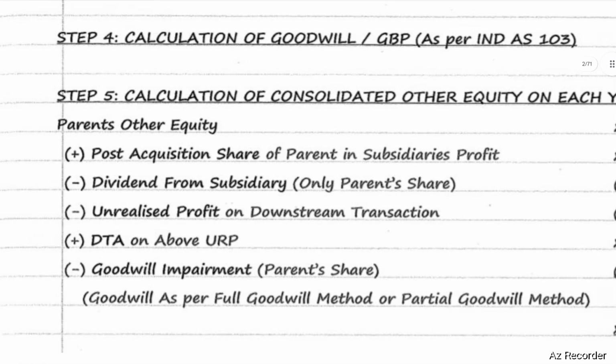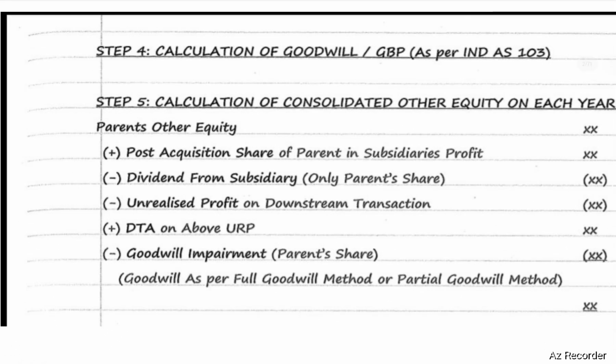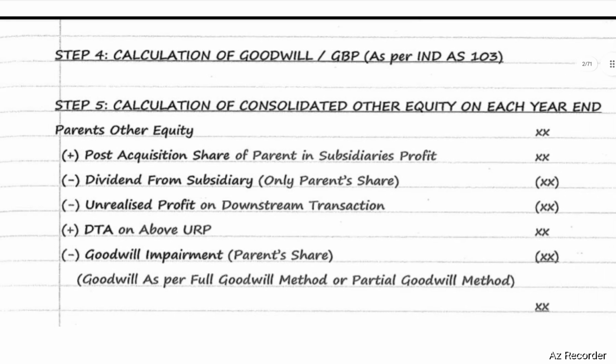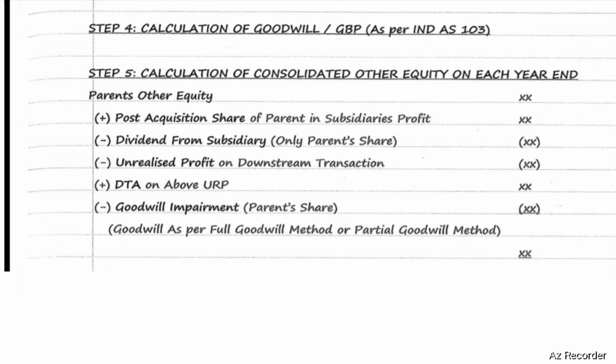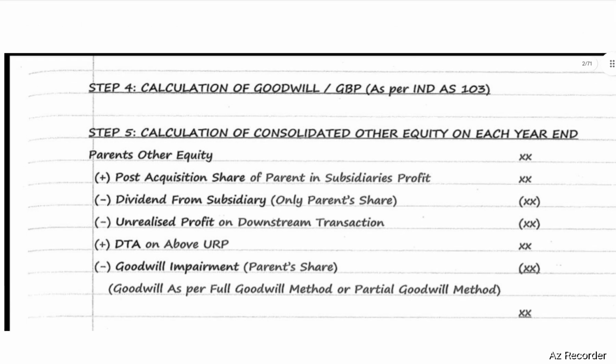Step number 4, calculation of goodwill or gain on bargain purchase. It will be calculated as per Ind AS 103. Step number 5, calculation of consolidated other equity on each year end. How to calculate consolidated other equity?